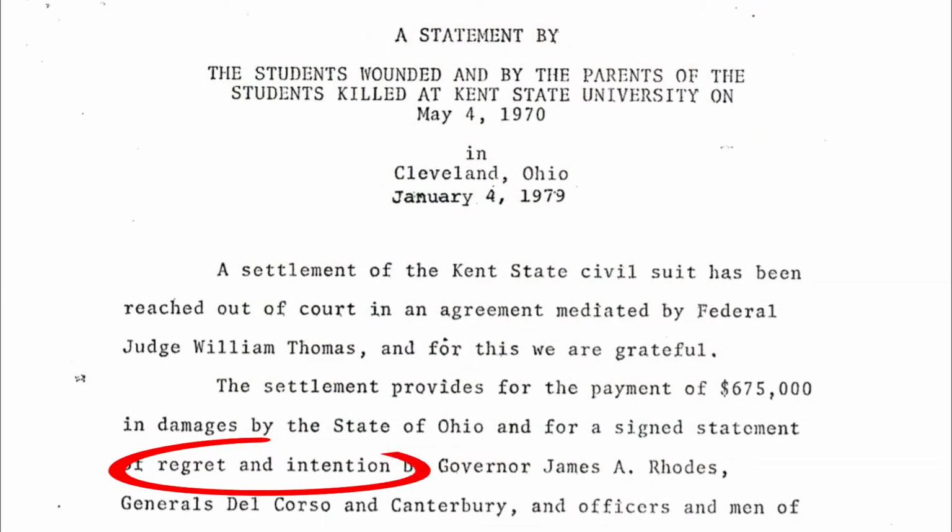I went to the Presidential Commission hearings on the shootings when they asked General Del Corso, who was the general of the National Guard, why the National Guard shot into the crowd. He said, because if we'd have shot in the air, we might have hit someone. Students were also given a signed statement of regret from the guards.